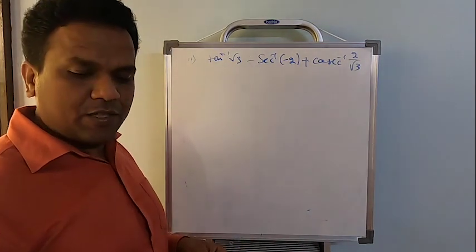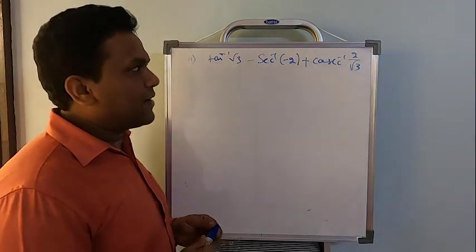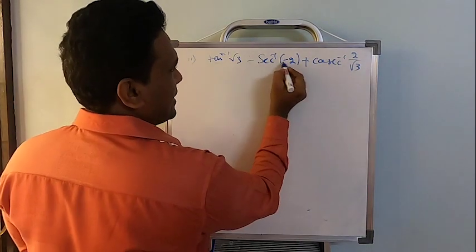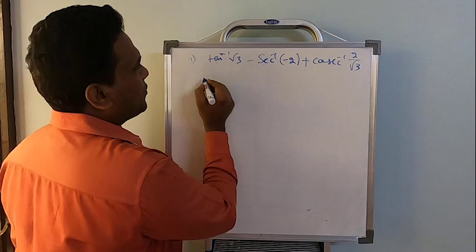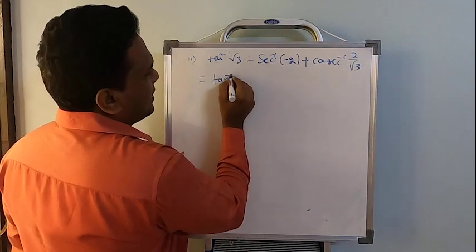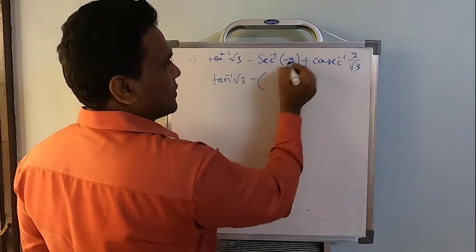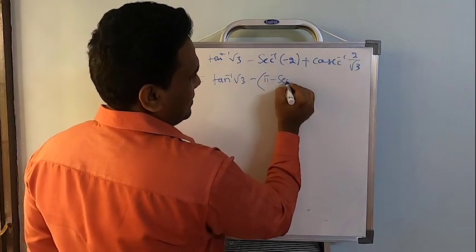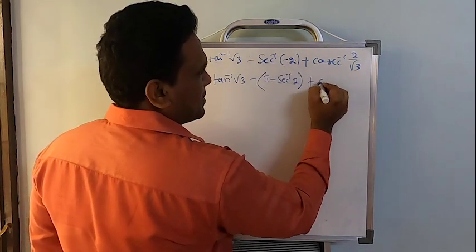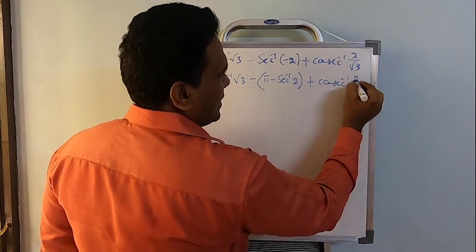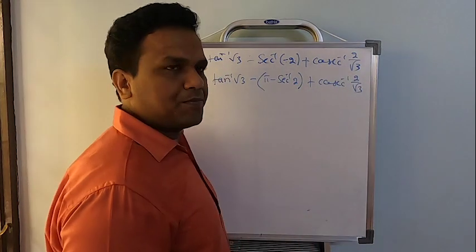Once again, the first importance should be given to the negative sign. You can notice there is a secant inverse of minus 2, so I'll apply the formula here. Let's write tan inverse of root 3 minus, open the bracket, secant inverse of minus x is pi minus secant inverse x, plus, let's retain this, cosecant inverse 2 by root 3.